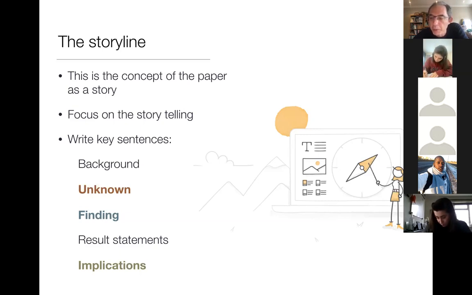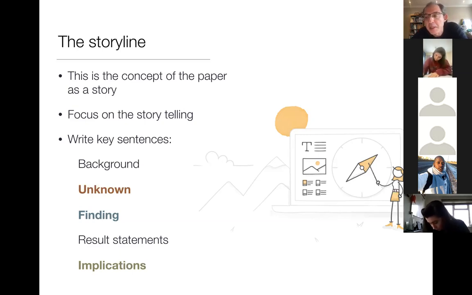It's very important not to have a whole list of findings. Even if you have multiple findings from your project, you have to try to work hard to distill that into a single sentence. And that's not easy, but that's very important. That's very, very important for you to give your paper a focus. And then, of course, you have some resource statements, and then we'll talk later about conclusions and implications, but that comes afterwards. But let me go back to this unknown and finding, because this is really important.